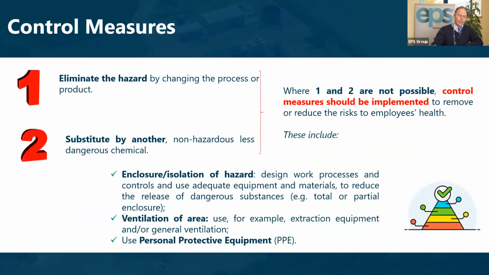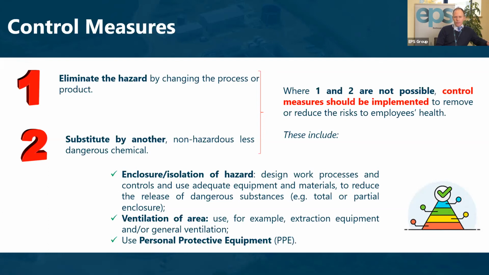Okay, control measures. The common theme in the HSQE world is, number one, if there's a hazard, try and eliminate that hazard. That's the first step we should always try and take by changing the process or the product that we're using. Second step is substitution. If we can't eliminate it, substitute with something less hazardous, a less hazardous chemical or agent. Okay. Now, in lots of cases we can do either one or two. In cases where we can't either eliminate it or substitute it, then we have to put in control measures which reduce or mitigate the risk to our employees. So number one is elimination, number two is substitution, and number three is control measures.